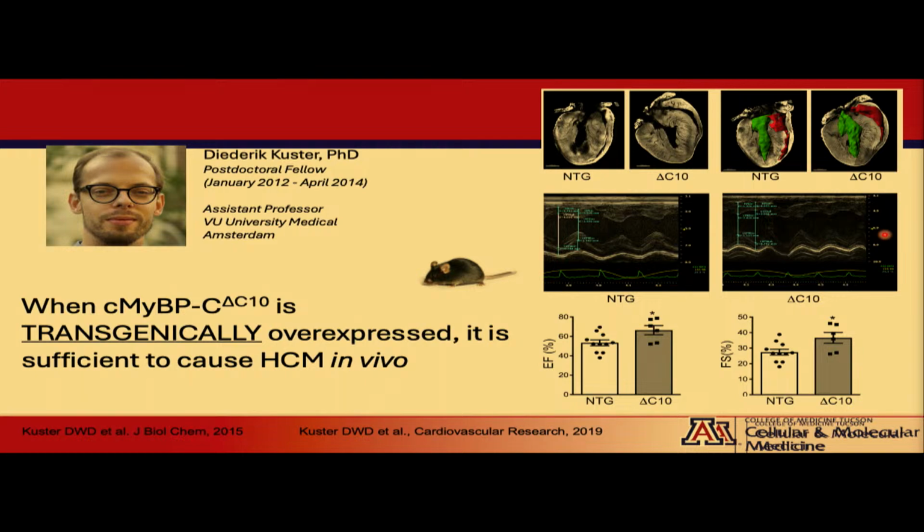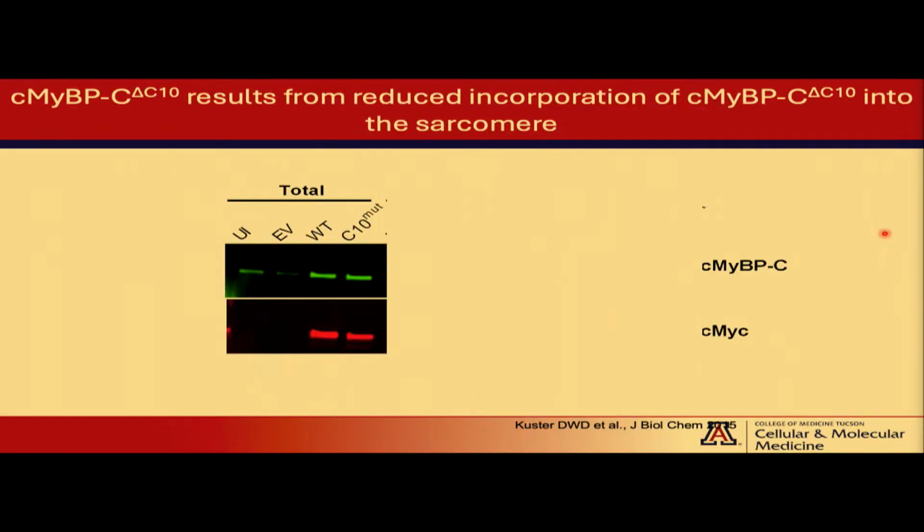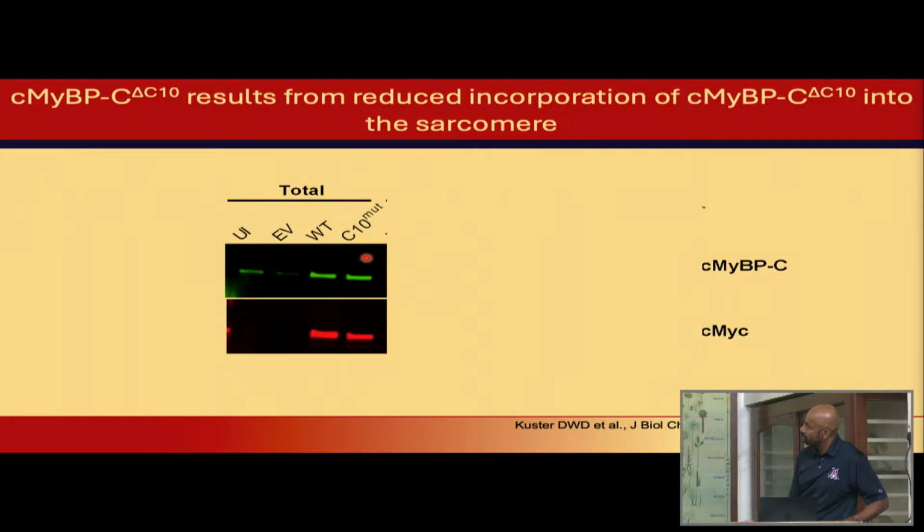We had 2 papers, one in the Journal of Biological Chemistry and another in Cardiovascular Research, that talked about the pathogenicity of this variant. For example, here, we express the wild type protein and the mutant protein. Here we have a control, this is a cell culture experiment, uninfected and then the empty vector.